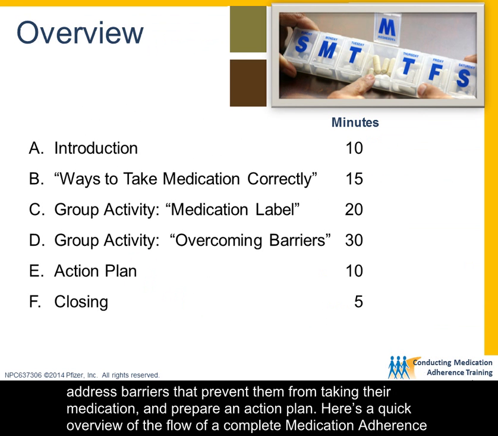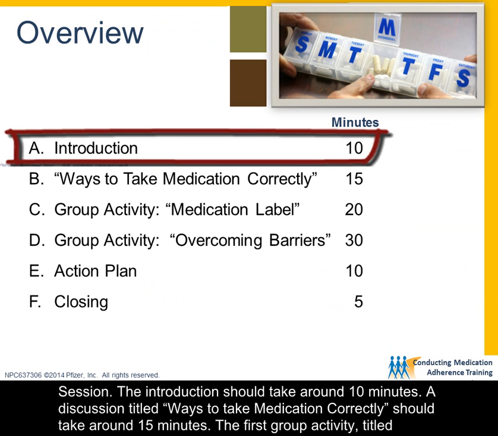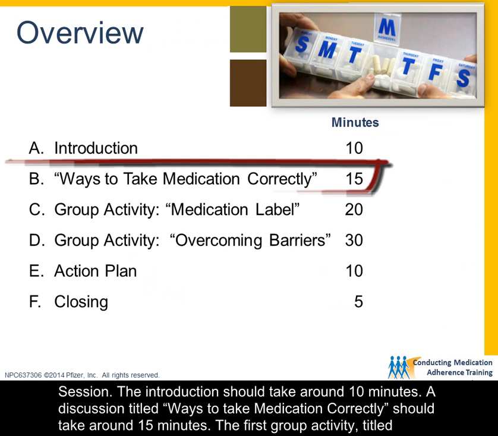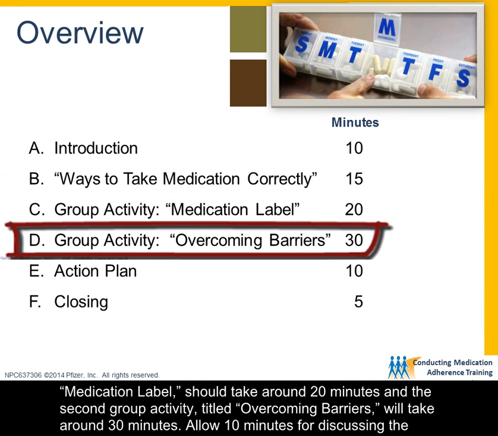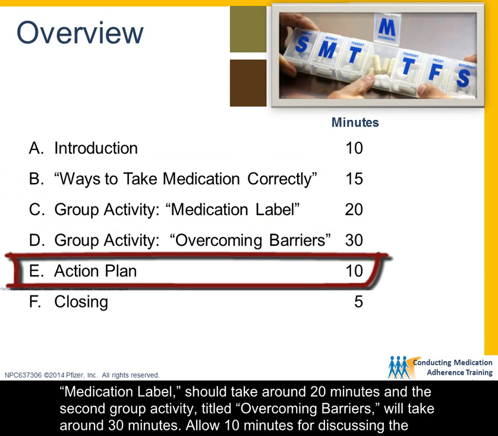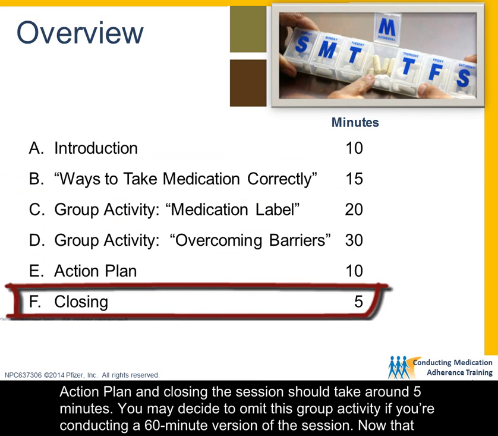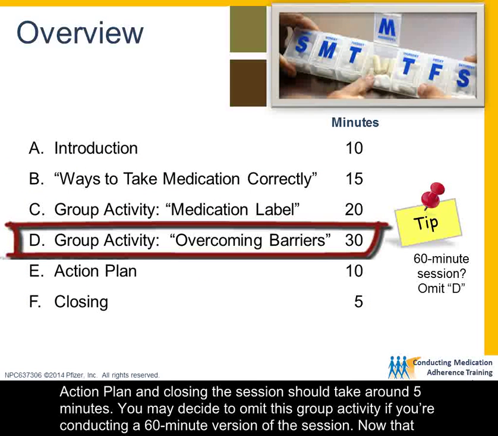Here's a quick overview of the flow of a complete medication adherence session. The introduction should take around 10 minutes. A discussion titled Ways to Take Medication Correctly should take around 15 minutes. The first group activity, titled Medication Label, should take around 20 minutes, and the second group activity, titled Overcoming Barriers, will take around 30 minutes. Allow 10 minutes for discussing the action plan, and closing the session should take around 5 minutes. You may decide to omit this group activity if you're conducting a 60-minute version of the session.